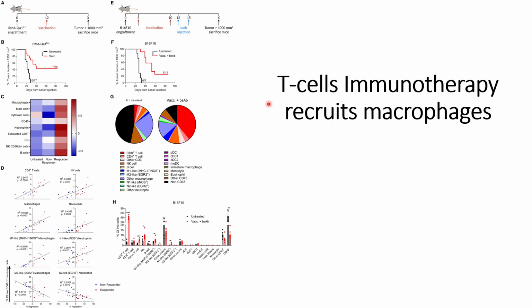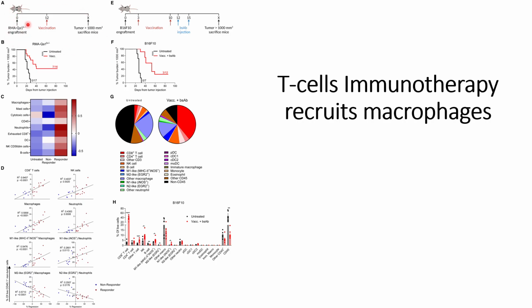In order to check and validate whether T-cell immunotherapy recruits macrophages and other immune cells, they did T-cell immunotherapy experiments on two different models. The first one is the RMA QA1B engraftment in the mouse, and the second one is the B16F10 engraftment in the mouse. In the first case, they injected the vaccine, or the T cells with receptors to target the tumors, at 12 days, and in the second case they injected the vaccines and simultaneously also injected bispecific antibodies to increase the immunotherapy impact. So we will start discussing from panel A.